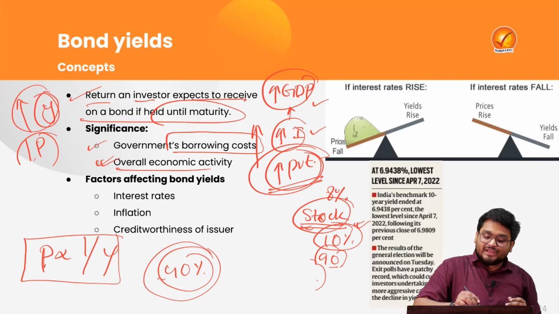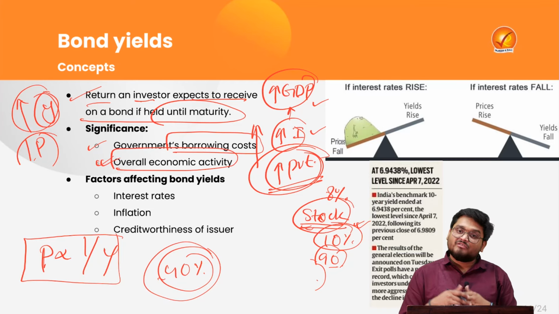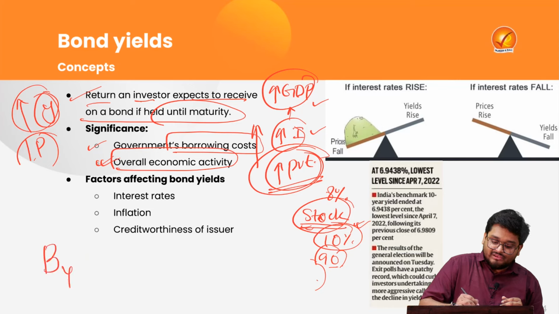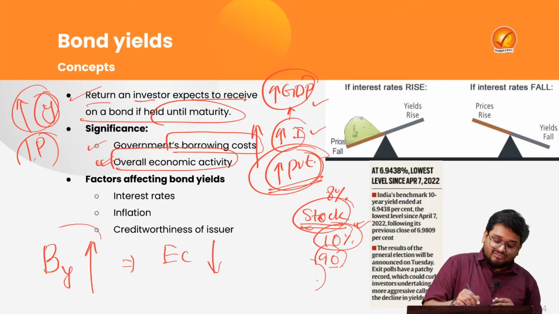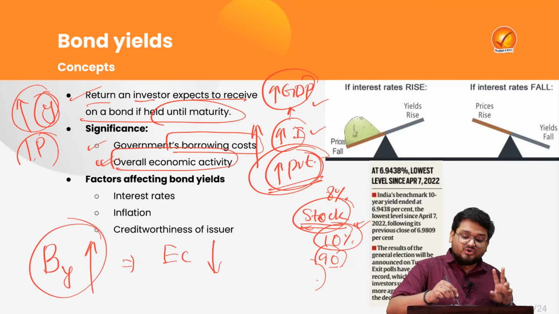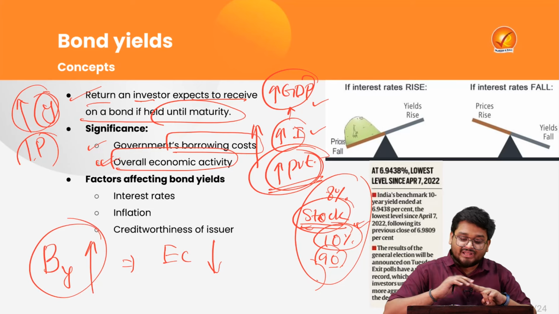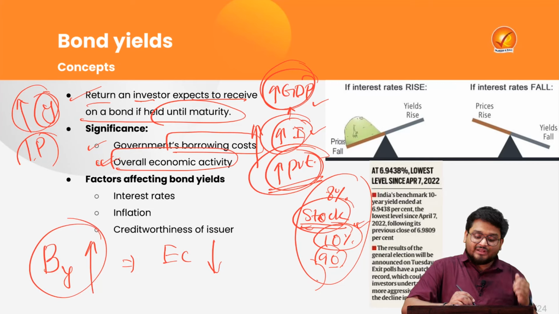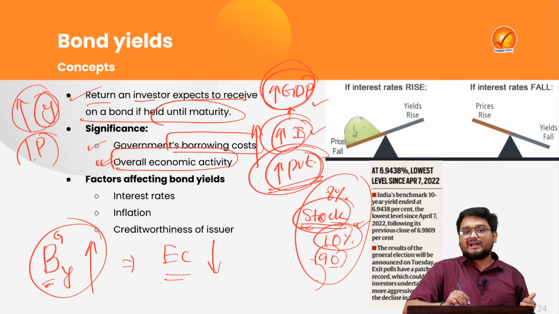Then also, the overall economic activity will be affected, directly or indirectly, by government bonds. It is generally observed that when the government bond yields are very, very high, the economic condition of the country is actually not good. That means, because people, I told you, are not investing in the private sector companies, and if the private sector companies are not getting money, investments will be low, GDP will be coming down. So that is why the government bond yields being higher is not a good sign for the economic activity, right?